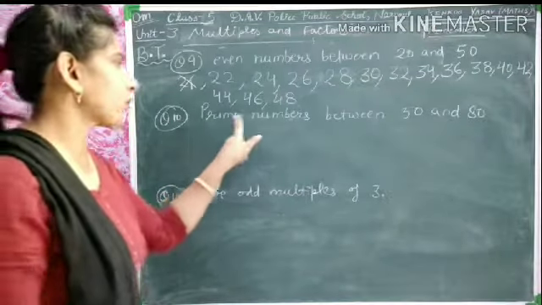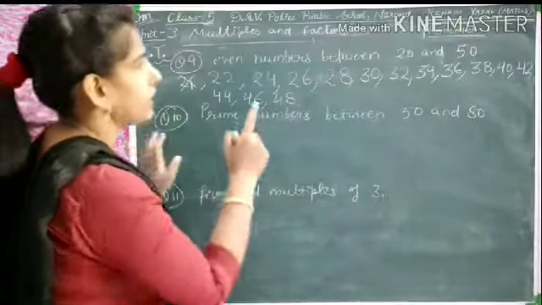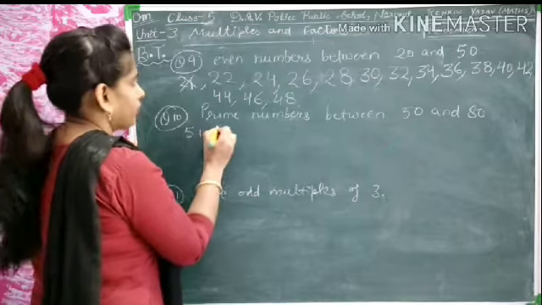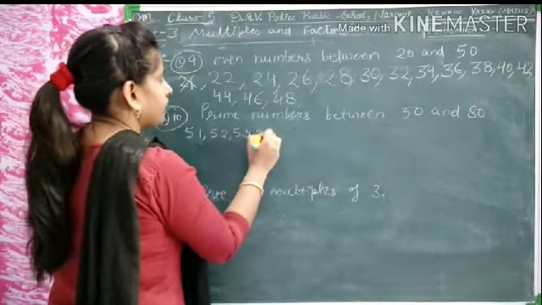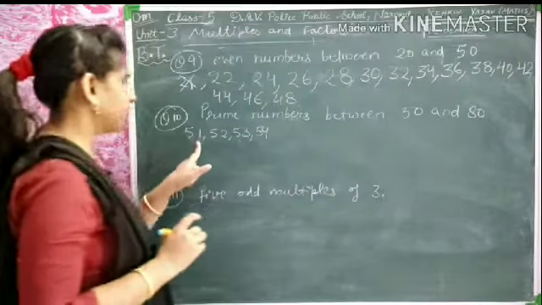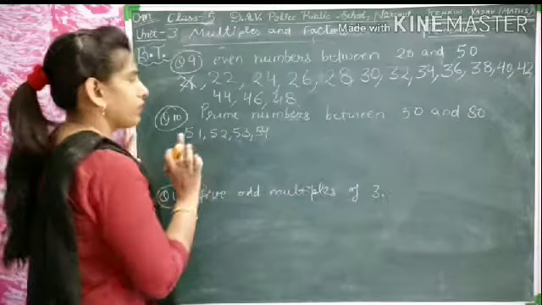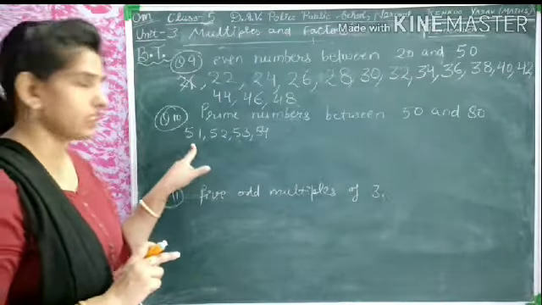Prime numbers between 50 and 80. Yes, 50 and 80. We have to write here 51, 52, 53, 54. Let us write down only 51. Is it divisible by any number? Yes, 3. It will not be a prime number.